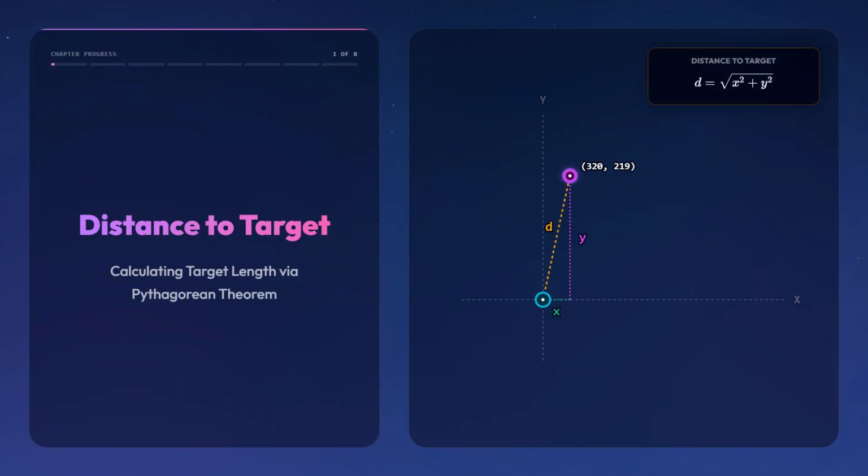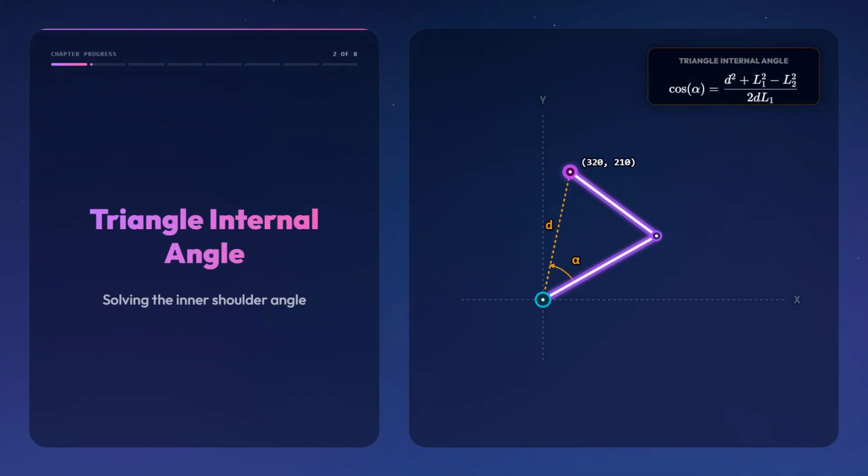First, we draw a target line from the base to the target coordinate. We project this target point to find its horizontal displacement x and vertical displacement y, and use them to calculate the straight line distance d via the Pythagorean theorem. To solve for the joint angles, we must construct them geometrically.